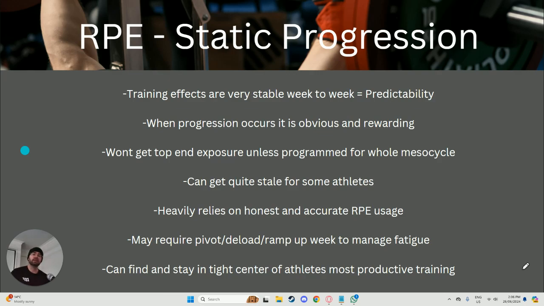we can just literally stay there with this model. We can just stay there, keep doing 4 sets of 4 until it gets a little bit easier for a 7 RPE, bump the weight up, 4 sets of 4, bump it up. And we are now just week to week staying exactly where the athlete's most productive training is. Right? That is incredibly powerful.